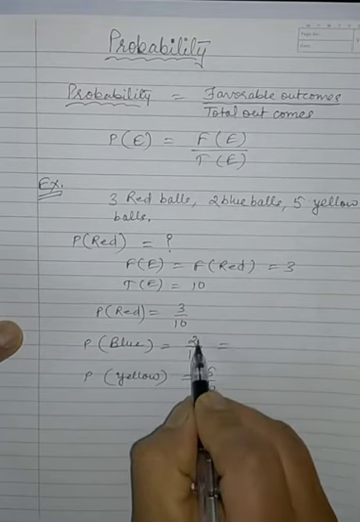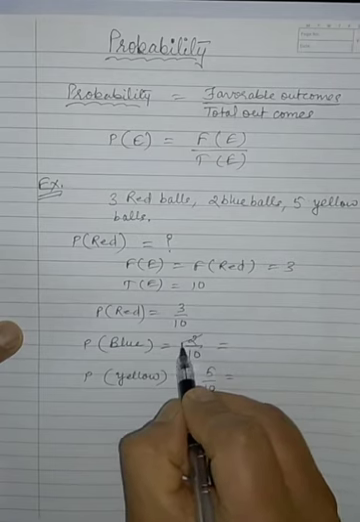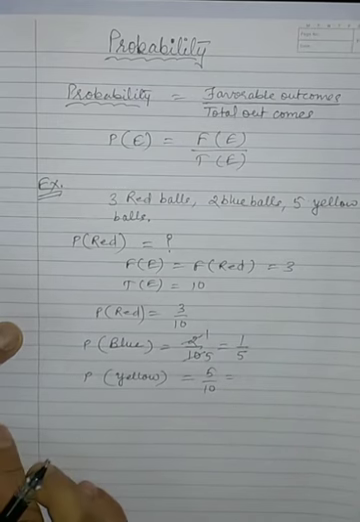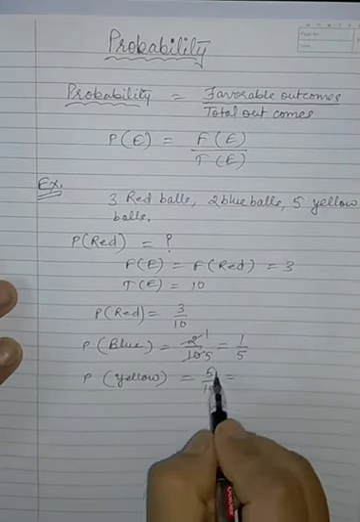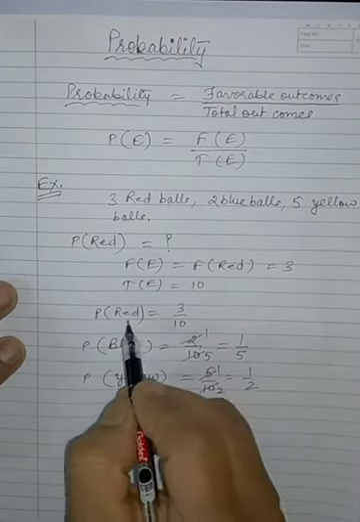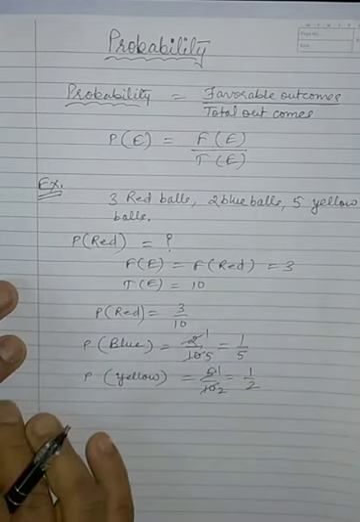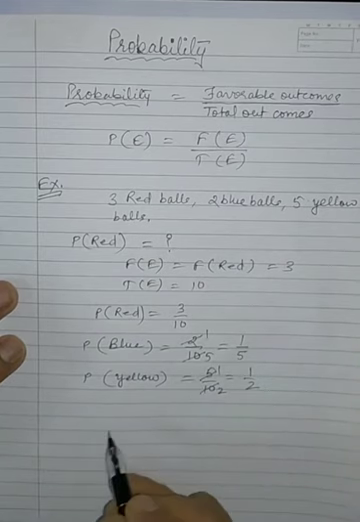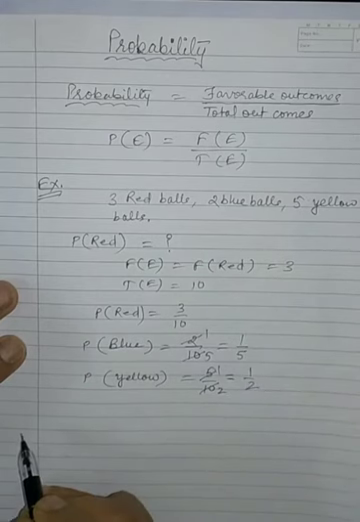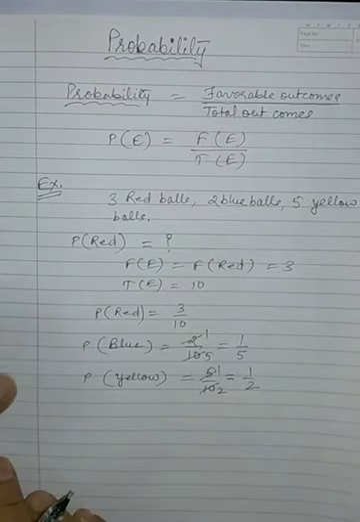Now, when we get the answers as 2 upon 10 and 5 upon 10, we have to write these numbers in simplest form. That is, 2 upon 10 can be written as 1 upon 5, and 5 upon 10 can be written as 1 upon 2. If we get the probability as 3 upon 10, then we cannot reduce it further, so it will remain as it is. But if we get numbers like 2 upon 10 or 5 upon 10, then we have to report the probability in the simplest, shortest form. It is compulsory. Okay? So in this way, we can find out the probability.